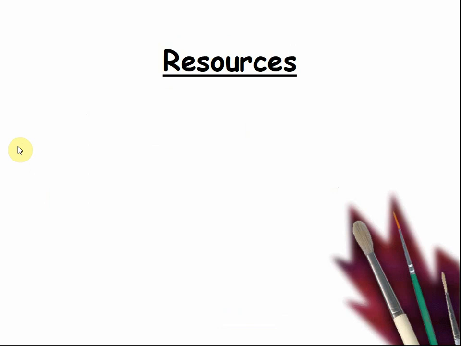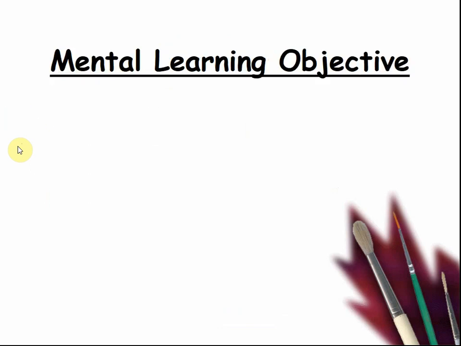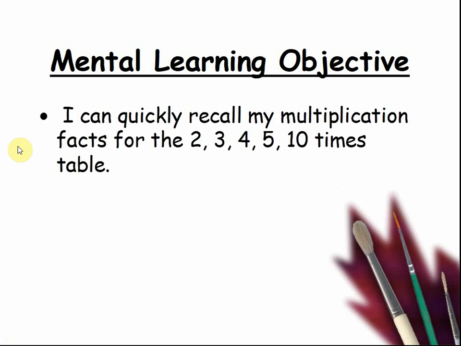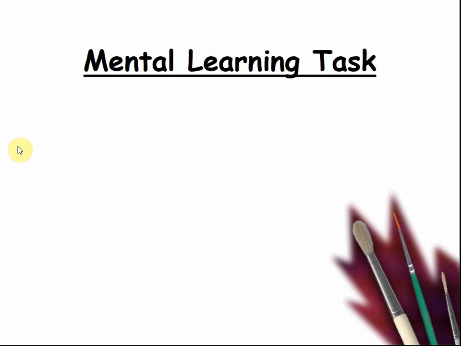What do we need for today? A worksheet. Mental learning objective: I can quickly recall my multiplication facts for the 2, 3, 4, 5, 10 times table.